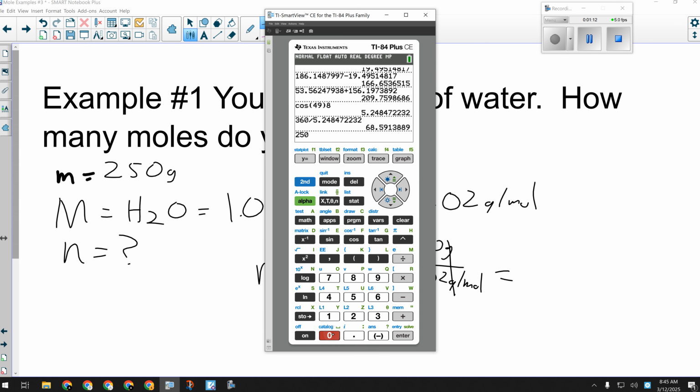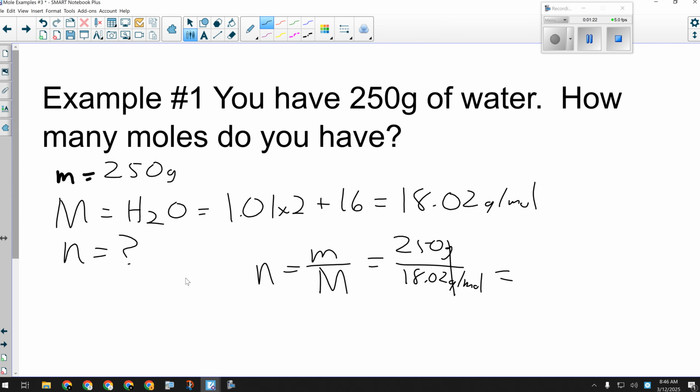So 250 divided by 18.02. All right, so we're looking at 13.87 moles. Okay, questions on that one? Okay, how many people have done the second one? Oh, let's look at the second one too now.